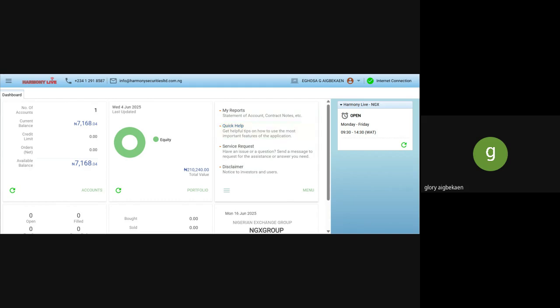What you are seeing now is the dashboard of my live trading account, and you can see that the market is open. Like I discussed last week, the sign here changes to open when the market is in session, but when the market is closed, the sign changes to closed. As it is now, it is open. So this is the dashboard.